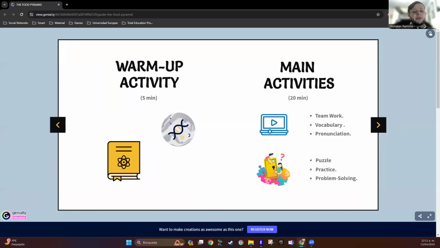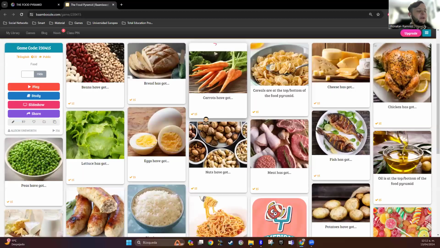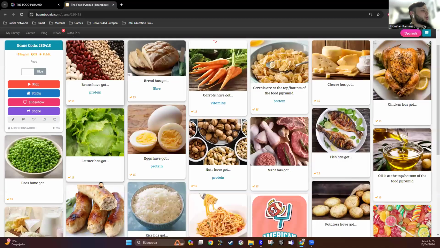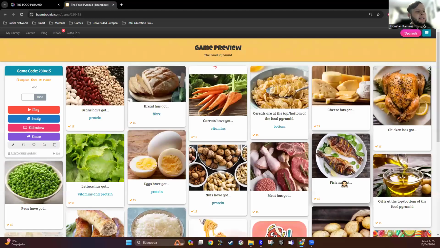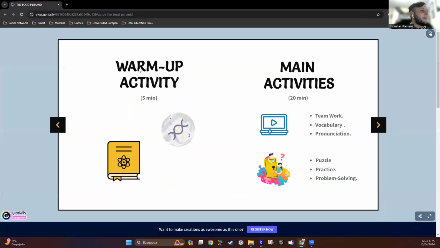Here it's important that the class is going to be divided into 3 stages: the warm-up activity, the main activities, and the follow-up activity. At the beginning of the class, the students are going to do a simple vocabulary exercise where they choose if, for example, spaghetti has vitamins or cheese has proteins. Yeah, that's going to be the first part of the activity, okay?